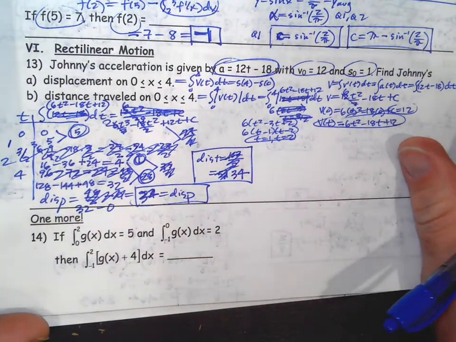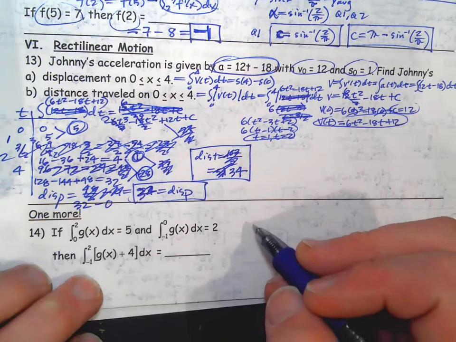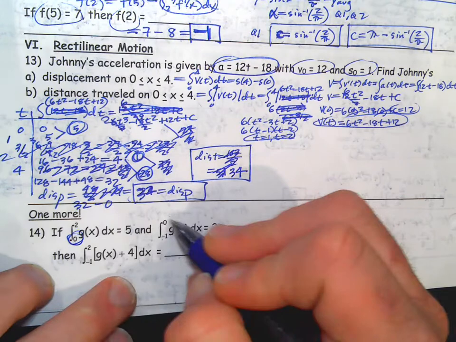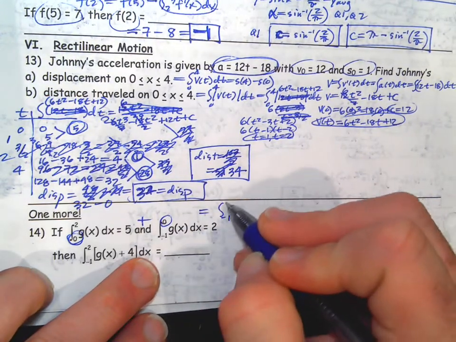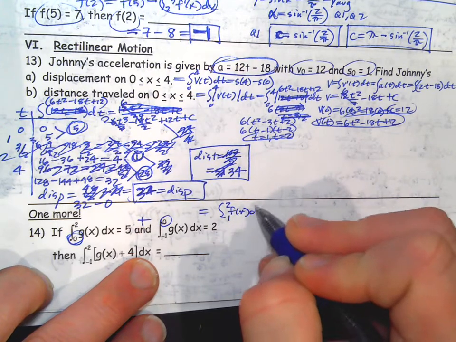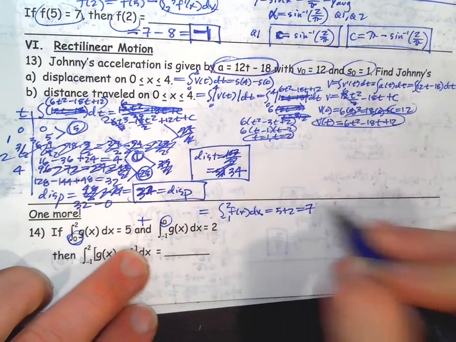Okay, last one. Properties of definite integrals. So if we look at these, we say, oh, we could add these up. Look, boom, boom, boom. That would give us the integral from negative 1 to 2 of f of x dx, which would give you 5 plus 2 is 7. I'm just jumping on that because I noticed it.